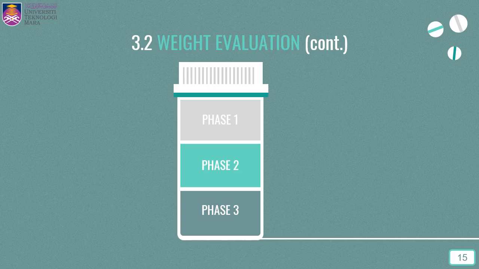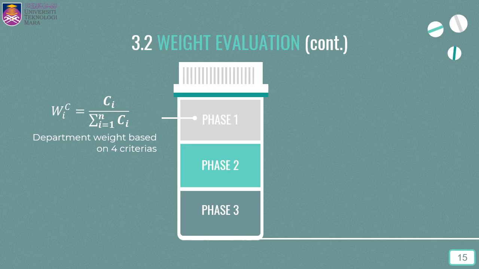There are three phases for the weight evaluation. The first one is to measure the department weights based on the four criteria, which are the patient arrival rates, bed occupancy rate, average length of stay, and bed operation cost, by using the formula WiC = Ci / ΣC. WiC is the weight of department i based on criteria C, while Ci is the value of a criteria for department i.